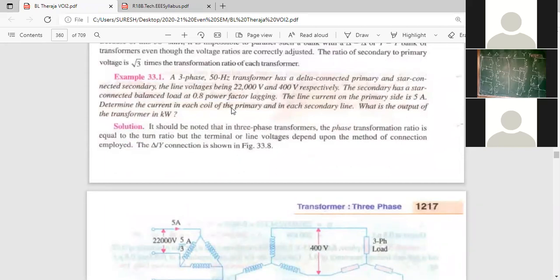Take down this problem. A three-phase 50 hertz transformer has a delta connected primary and star connected secondary.